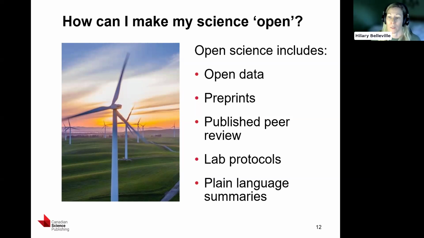So it's a movement not only to ensure that multilingual scientific knowledge is accessible, but also that the production of that knowledge itself is inclusive and equitable. And finally, so that open science opens up the scientific process to those beyond traditional scientific communities. So when we think about the publishing of scientific research, specifically, examples of open science can include open data and open code, preprints, published or open peer review, article types like lab protocols or registered reports, and plain language summaries.